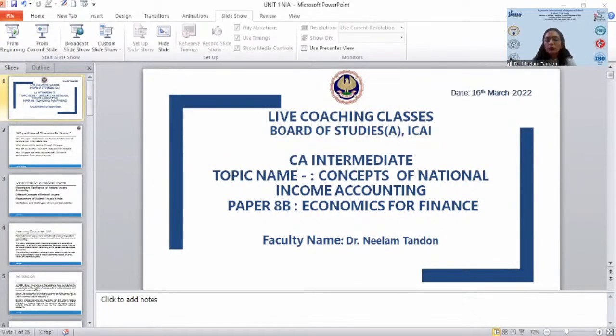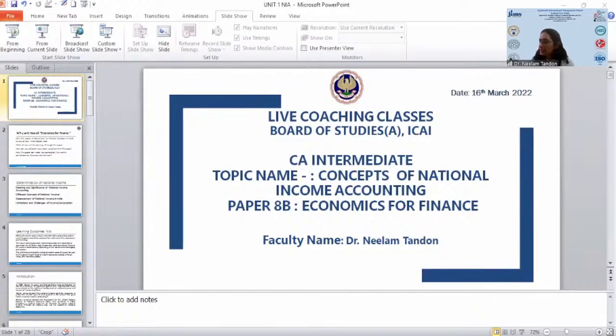Who maintains accounts in India, national income accounts in India? The Central Statistical Organization maintains the national income account. And there is the Ministry of Statistics and Programme Implementation, MOSPI, which maintains statistical accounts of the country, national income accounts of the country, which helps government to make policy measures.